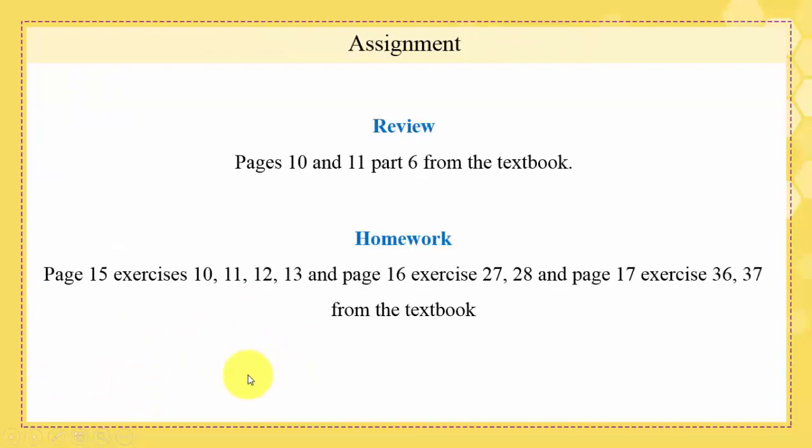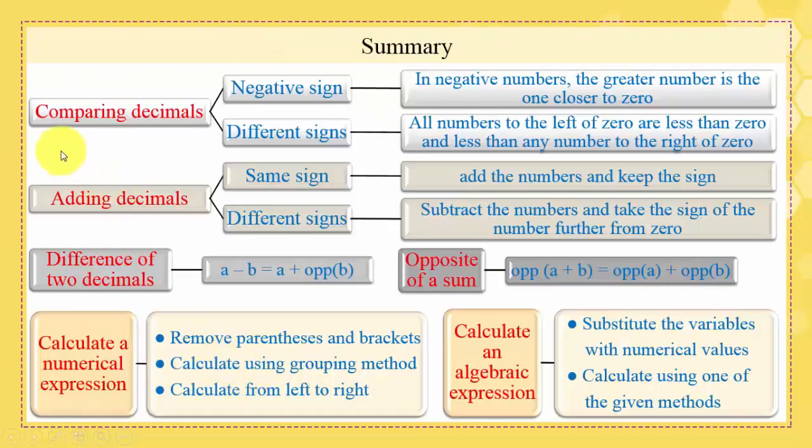This is your assignment. Summary. Comparing decimals, negative sign, a negative number, the greater number is the one closer to 0. Different signs, all numbers to the left of 0 are less than 0 or less than any number to the right of 0.